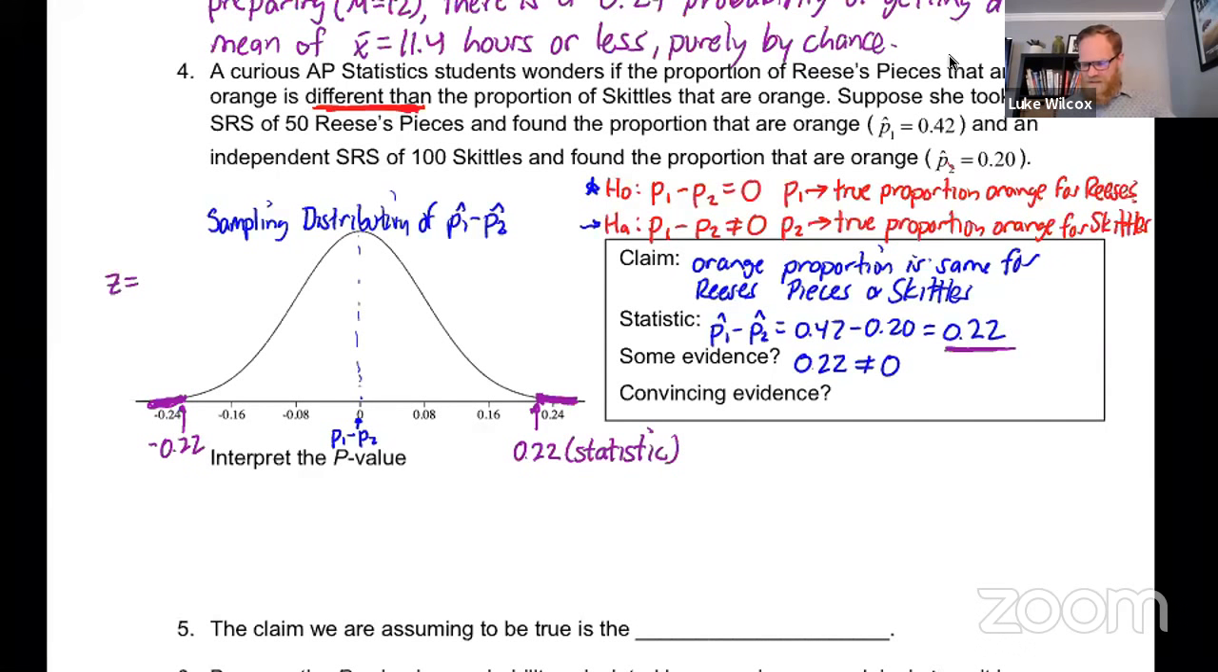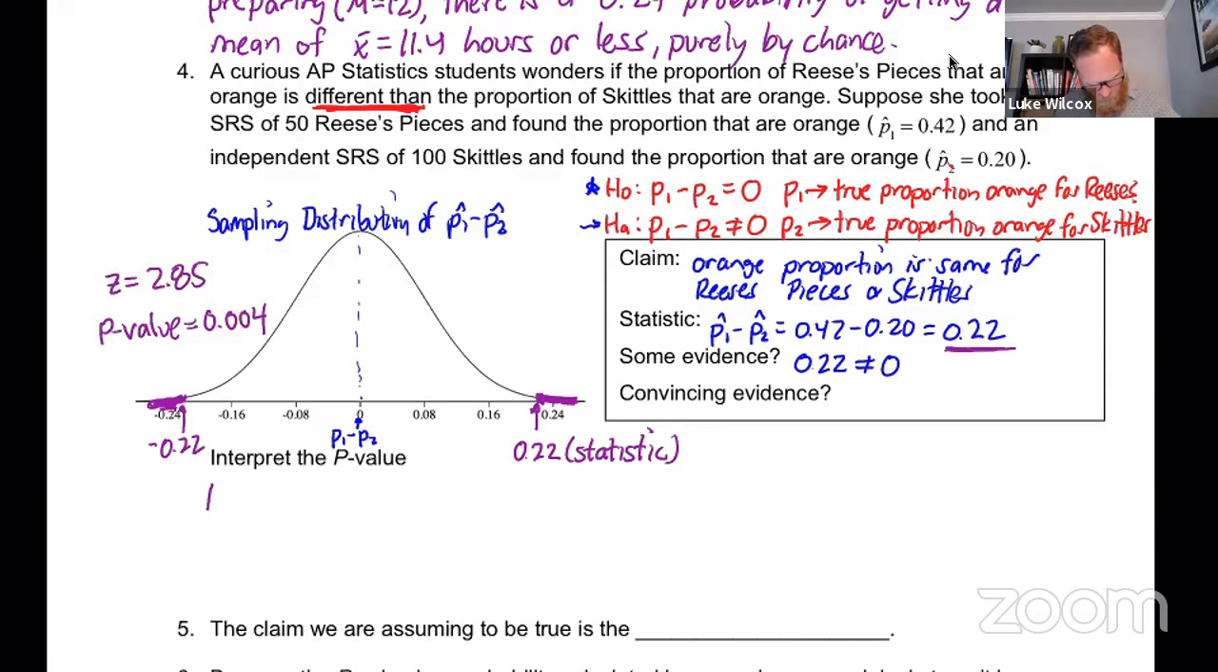The z-test statistic for this was 2.85, which means we're 2.85 standard deviations above the mean, pretty far above the mean, which tells you the p-value is going to be pretty small. And even when I take both sides, right, and I add those two areas together, I get a p-value of 0.004. Very small p-value. So let's see if we can interpret.